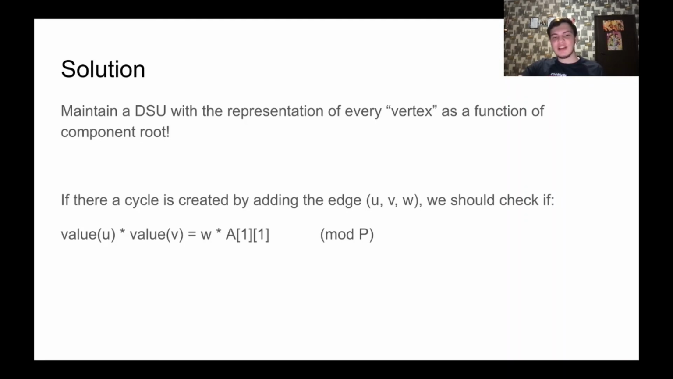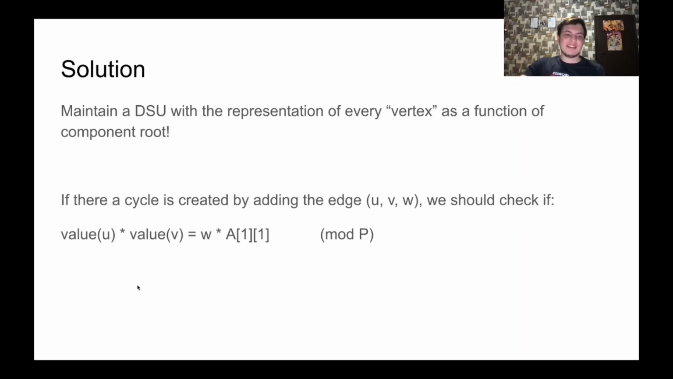In the other case, if we create a cycle, we want to ensure that the value of some vertex u multiplied by the value of some vertex v is equal to w multiplied by this main cell, which is a11, modulo p. If this isn't satisfied, then the answer for all other queries is 0, and we are done. How can we do this? We calculate the value of u and the value of v using the root. The root is the same because we have a cycle. We know those two values, and we know w, and we just need to check whether this is satisfied. We express everything using the root, and then check whether it's equal to w multiplied by a11.